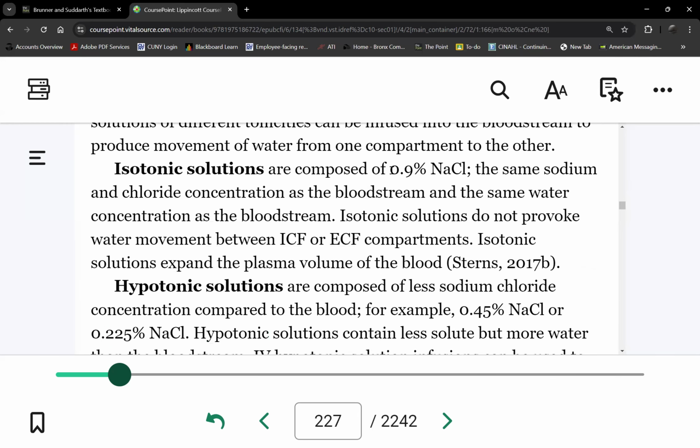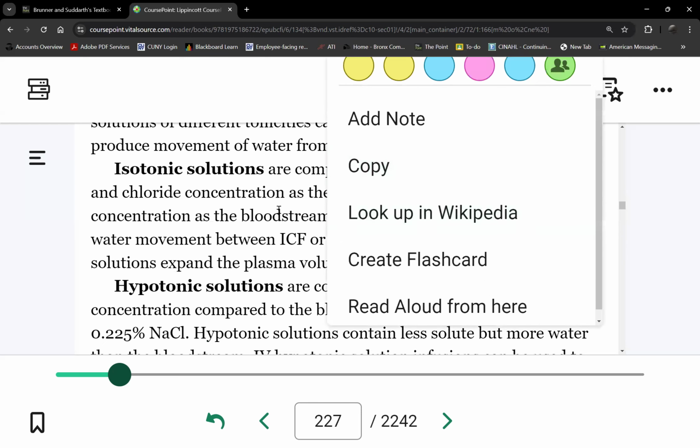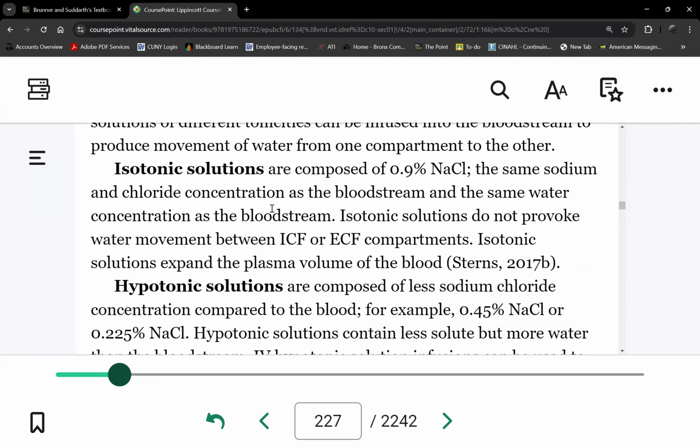Isotonic, an example is 0.9% sodium chloride. We have a table, we'll look at the table shortly. Isotonic solutions have exactly the same concentration as the blood, as plasma. So when you infuse isotonic solutions, since they have the same concentration as plasma, when they enter the bloodstream, where will they go? They will go nowhere. They will stay in the bloodstream where you put them. Isotonic solutions therefore do not provoke water movement. What type of patients will benefit from isotonic solutions?